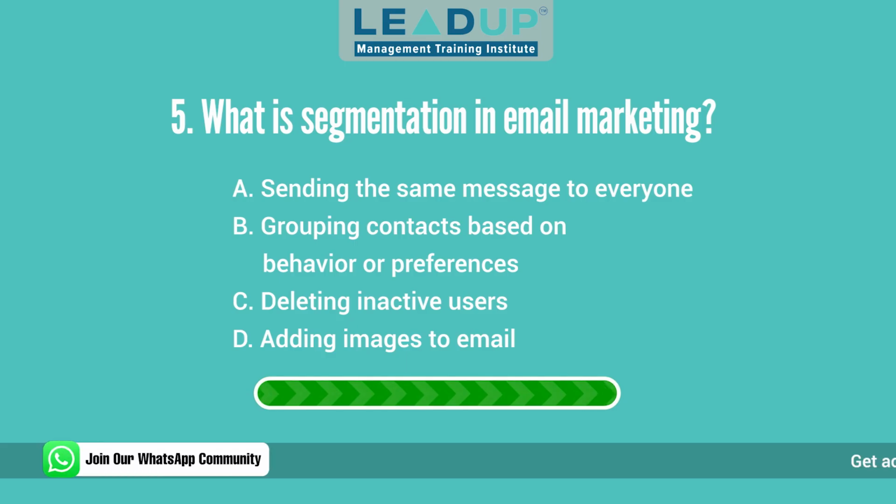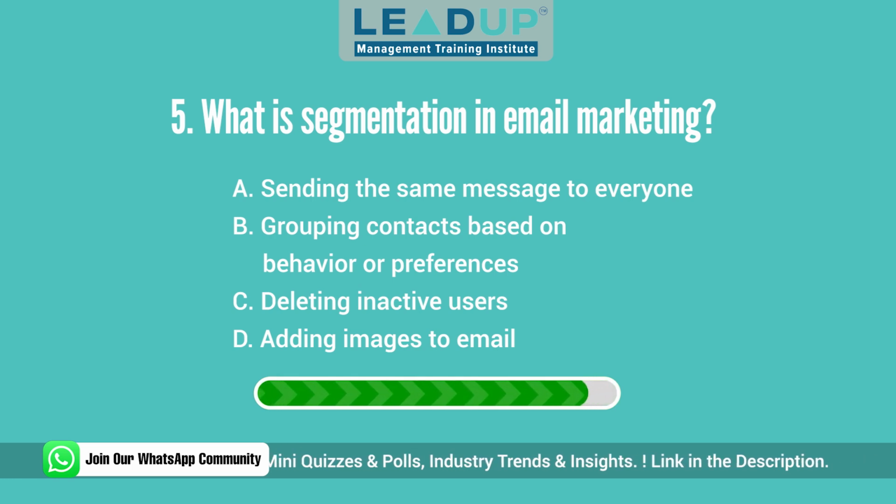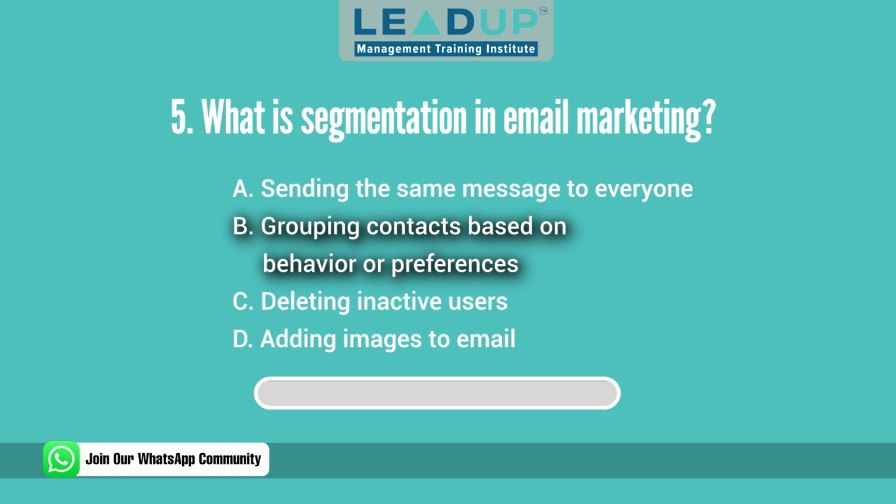Question 5. What is segmentation in email marketing? A. Sending the same message to everyone. B. Grouping contacts based on behavior or preferences. C. Deleting inactive users. And D. Adding images to email. The answer is grouping contacts based on behavior or preferences.